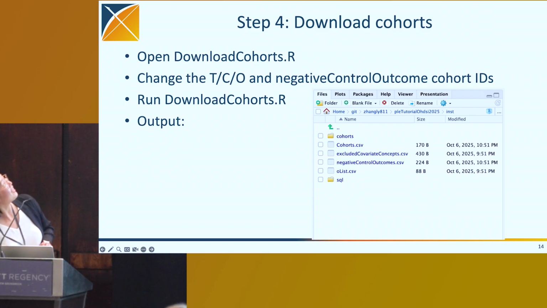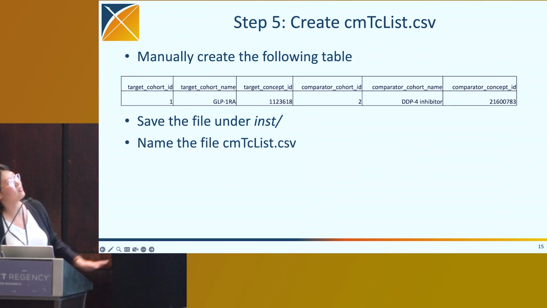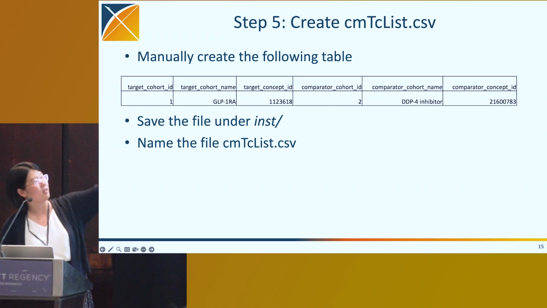Or it's the next step. Yeah, okay, we're at this step now, download cohorts. I showed you, open this download cohorts R script, change the cohort IDs, and sometimes the concept set IDs that correspond to negative control outcomes. You run this file, and you should see an output that looks something like that.